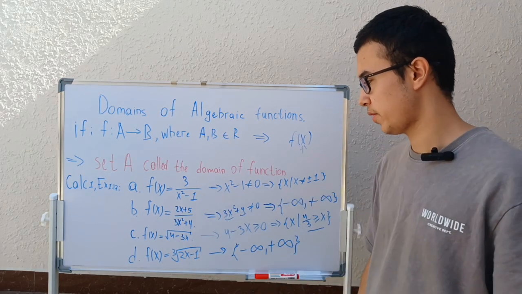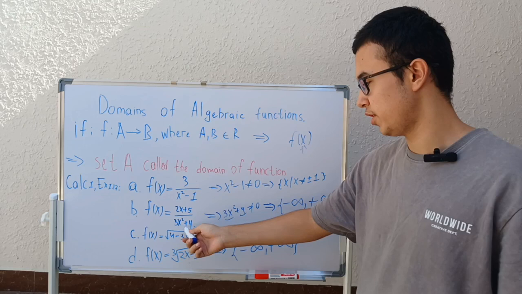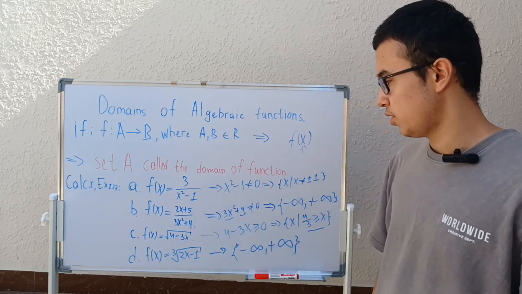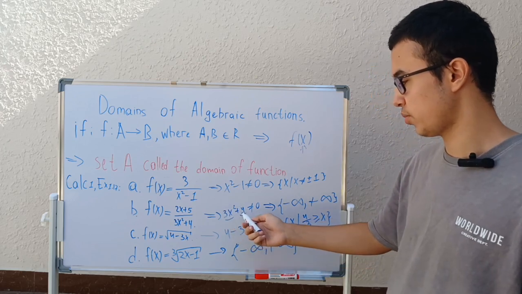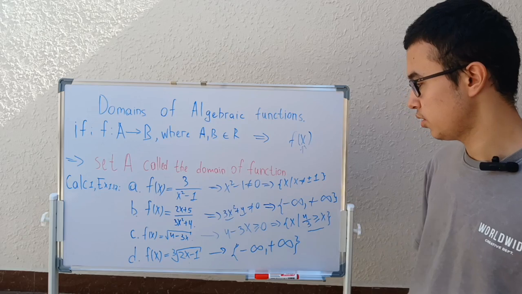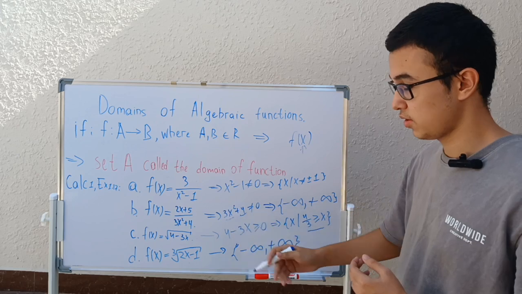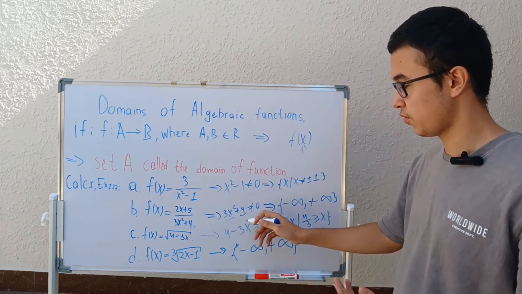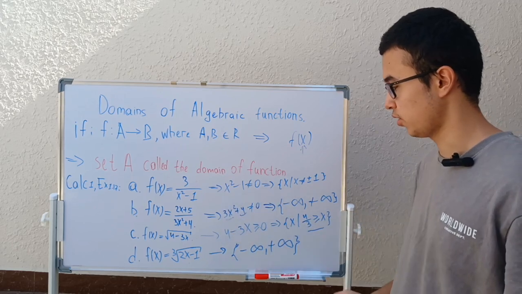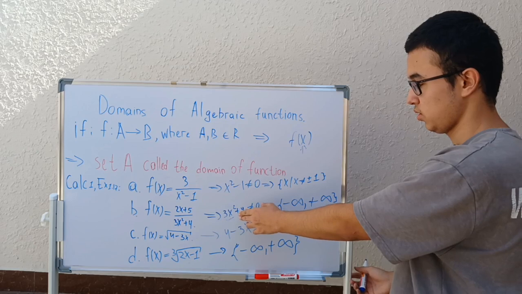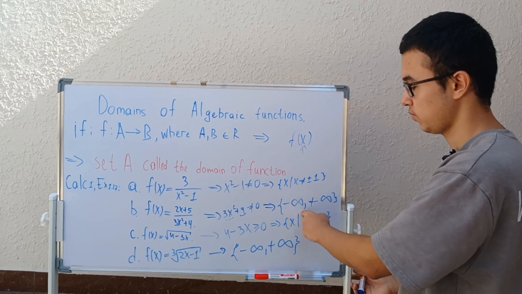For the second function, f of x is equal to 2x plus 5 divided by 3x squared plus 4. It is similar to the first one: we need 3x squared plus 4 to not be equal to 0. Because 3x squared cannot be negative and plus 4 is positive, that expression cannot be equal to 0. So x can be any value from minus infinity to plus infinity.